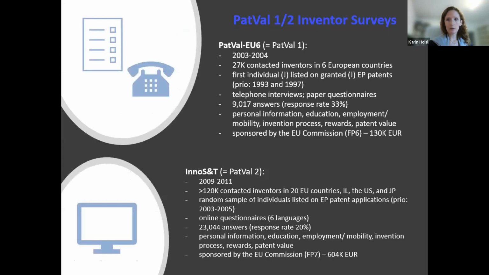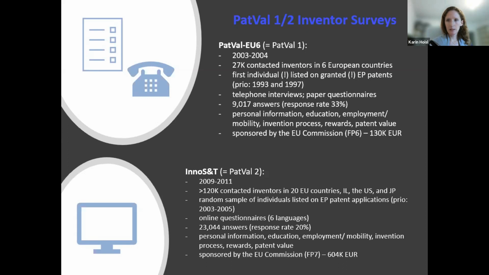The next thing I want to do is to give you an example, because what I did together with Alfonso Gambardella, amongst others, Dietmar Harhoff, Myriam Mariani, and there were more, is two large inventor surveys. The first one, PatVal-EU or PatVal 1, was conducted in 2003 and 4, and then PatVal 2 or InnoSTAT in 2009 to 2011. And I want to share with you a few experiences from these surveys, and also a few learnings. So for PatVal 1, we contacted almost 30,000 inventors in 6 European countries.